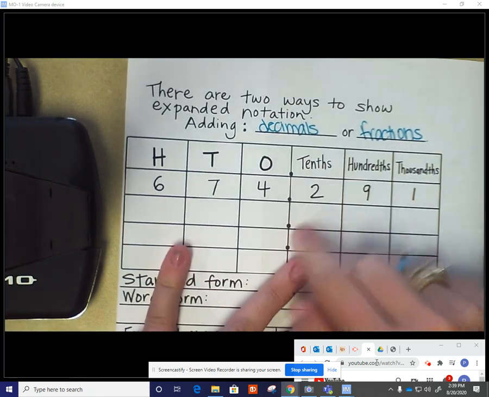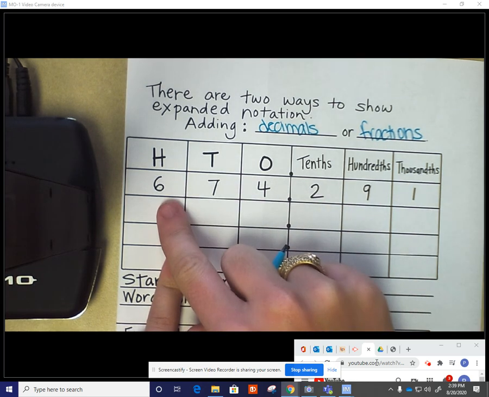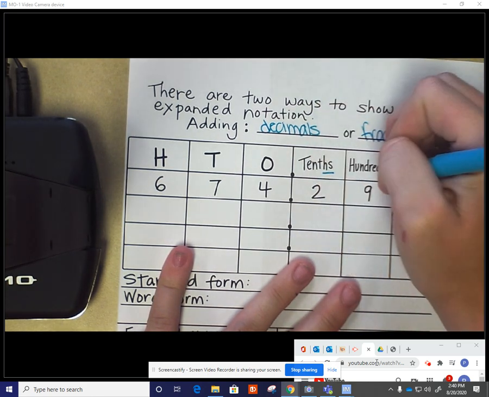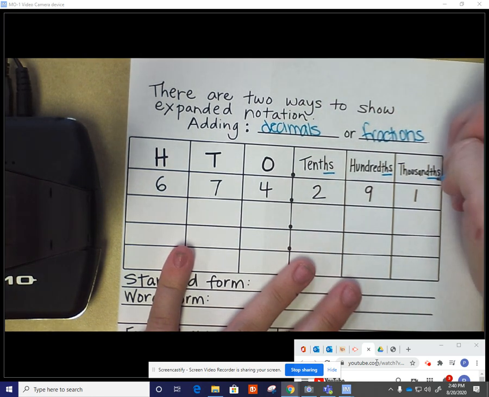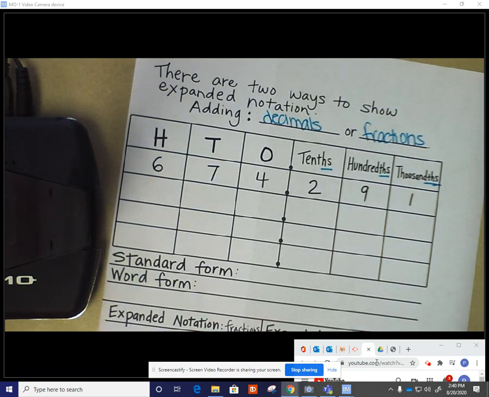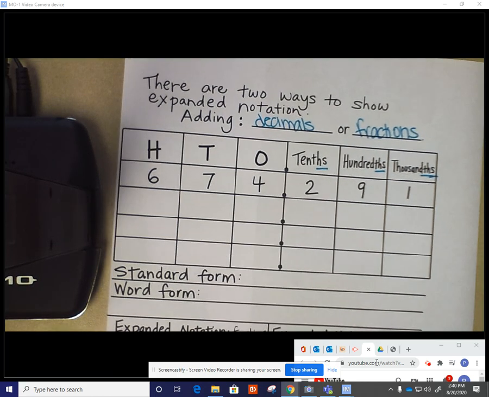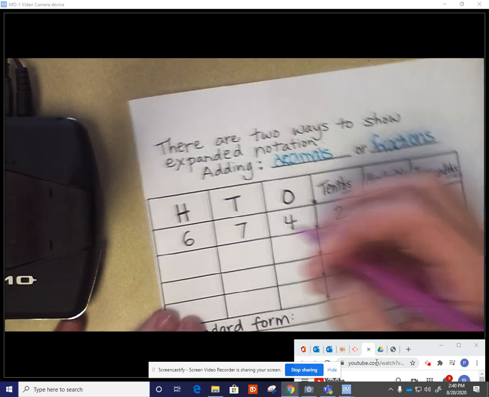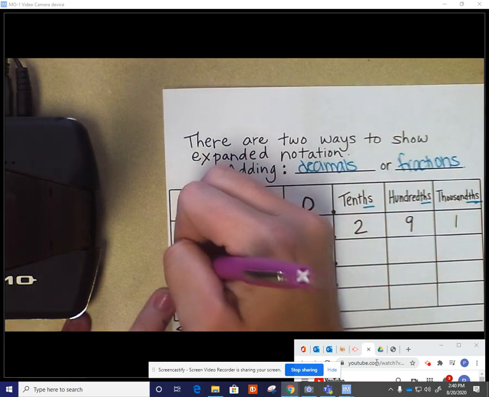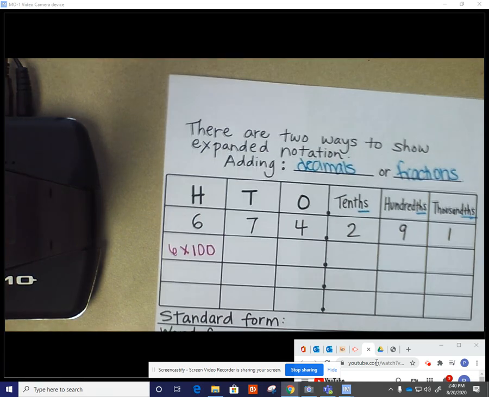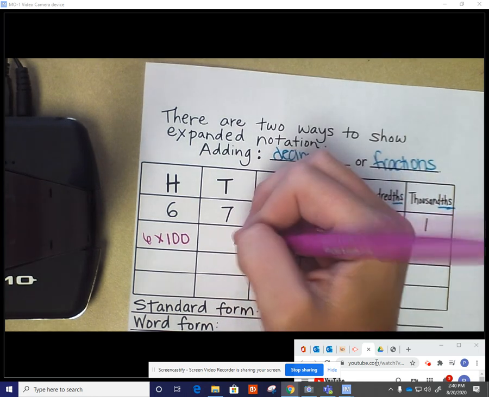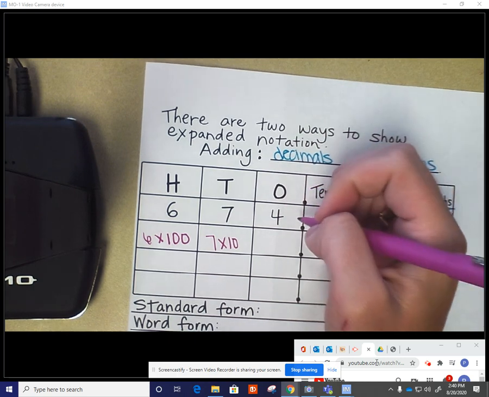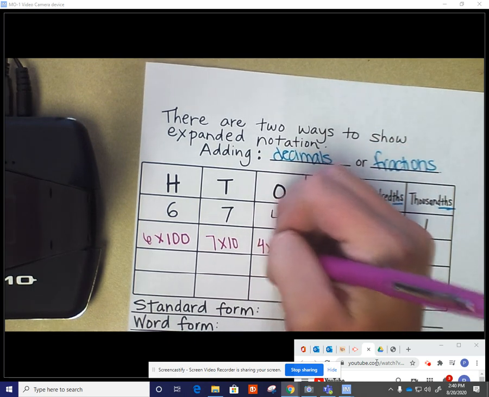So here's our number, guys. We have to remember this place value chart again. So this is our hundreds place, our tens, our ones, our tenths with the TH, our hundredths, and our thousandths. So in our hundreds place, we have a 6. That's the same as 600 or 6 times 100. In our tens place, we have a 7, which is the same as 70 or 7 times 10. In our ones place, we have a 4, which is the same as just 4 times 1.